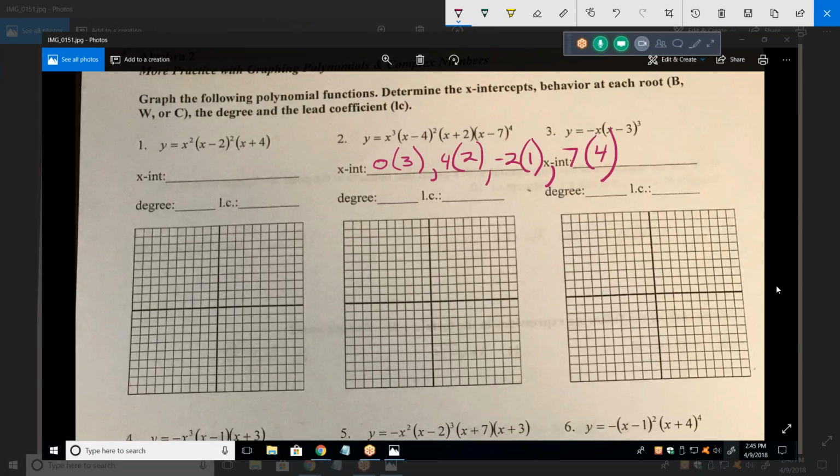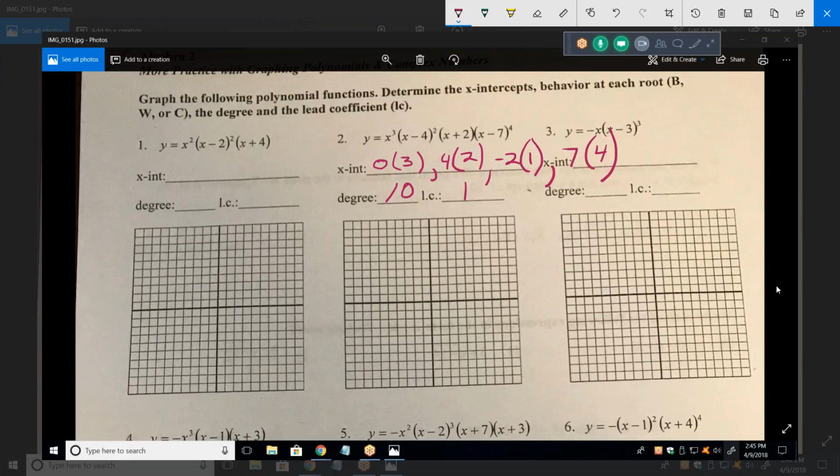Now let's figure out the degree. Really, the only thing you need to do to figure out the degree is add that to x squared to x to the fourth. 10. And we've already answered. Oh no, we haven't. What's going to be the leading coefficient? 1.